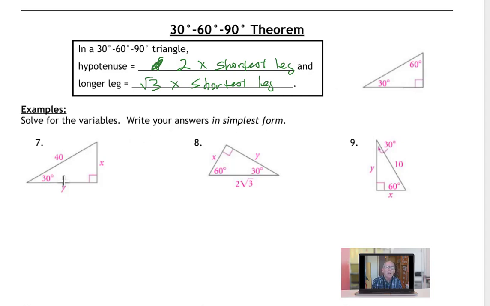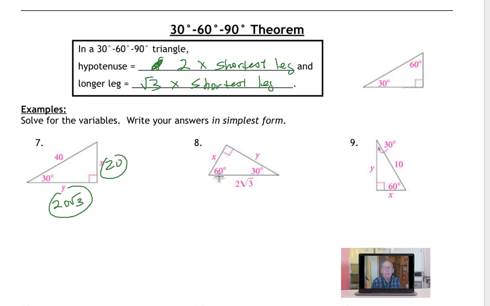Let's see what we got here. Okay, we got 40. Now 40 is the hypotenuse. That's twice the shortest leg. That's going to be a 20. And 20 times root 3 then is going to be our y.